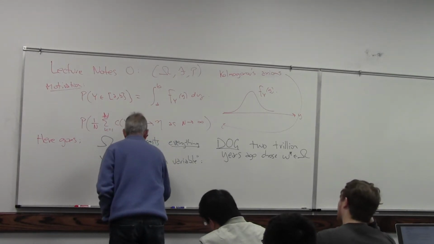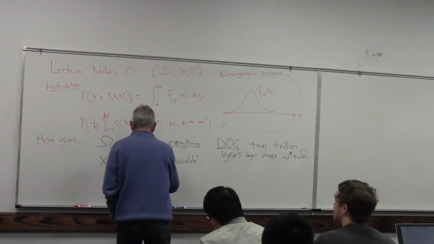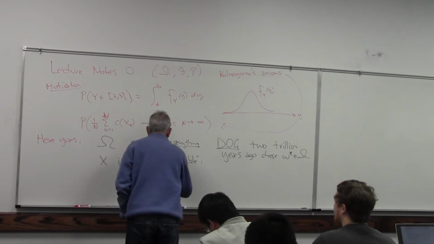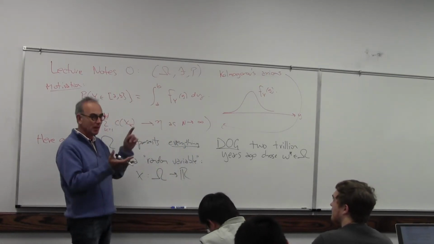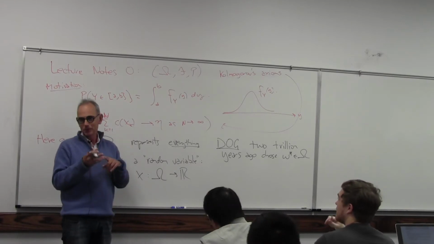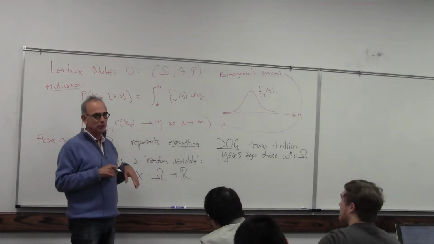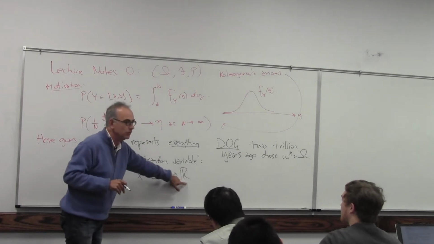X is just a mapping. A real valued random variable just means it's a mapping from omega to the reals. I mean, there are vector random variables, and random variables that take values in symbols, but let's just think about real random variables.